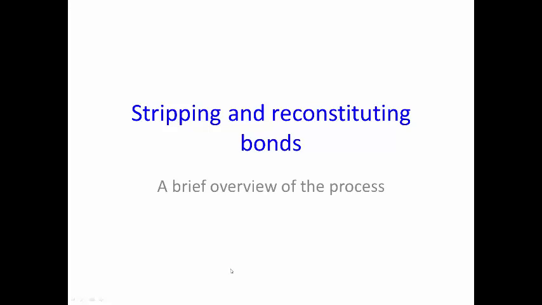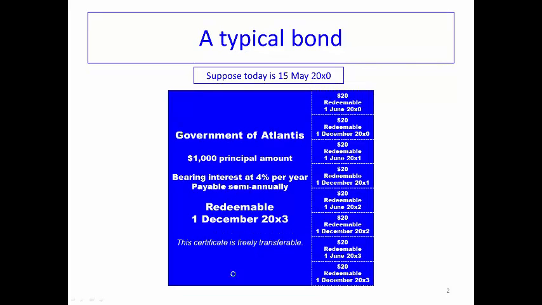Hi, this is a quick video to give you a brief overview of the notion of stripping and reconstituting bonds. Let's begin by looking at a typical bond. As you know, bonds are typically issued with semi-annual pay coupons and a lump sum payment at maturity. So what we've got on the screen here is an example of such a bond. It's fictitious but issued by the government of Atlantis.